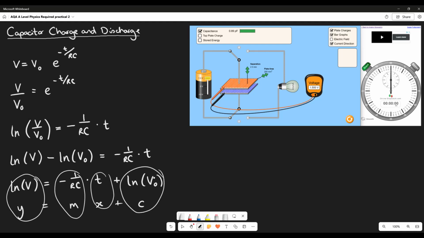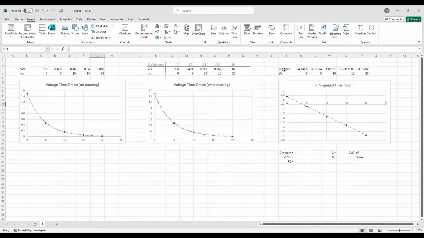Let's have a look at the data in Excel. Here on the right-hand side, I have my values of the natural logarithm of the voltage. And you can see that I've used a formula to do this, and I've used the more accurate set of data. If we click along, we can see that I'm using all of the values. Some of them are positive, and some of them are negative. But when I plot them against time, you can see that it makes a straight line graph.